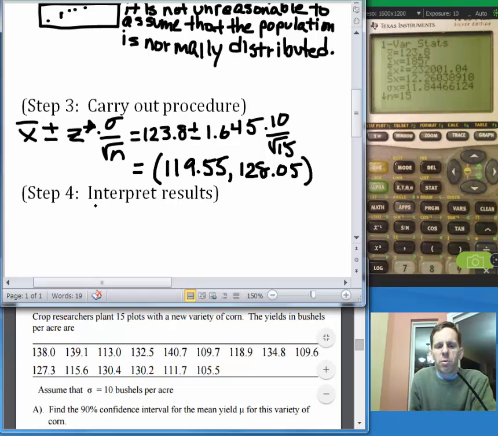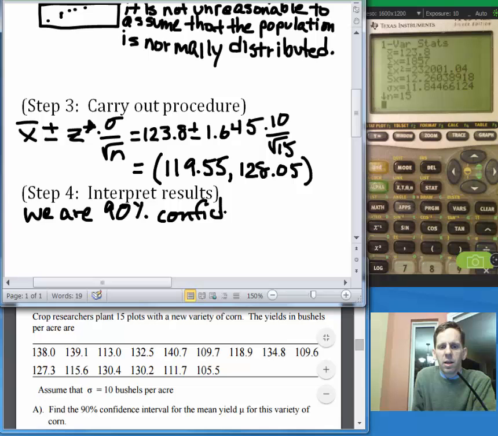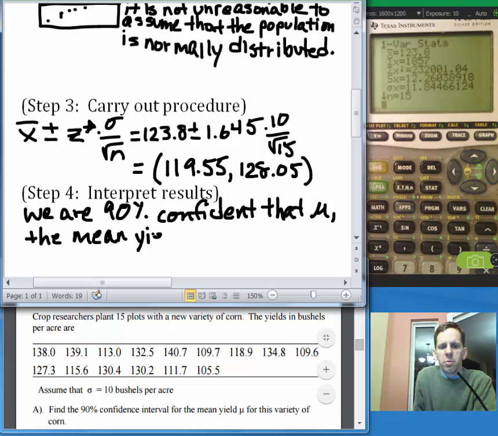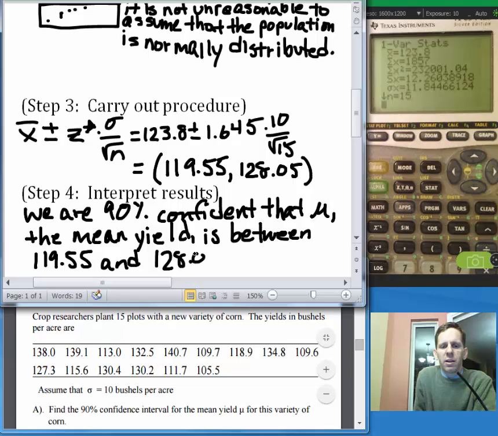Now we can interpret our results, and here we say, list your confidence level, 90% confident that mu, which is the mean yield, is between the two numbers you came up with, 119.55 and 128.05. If there's units, include them. Here your units are bushels per acre.